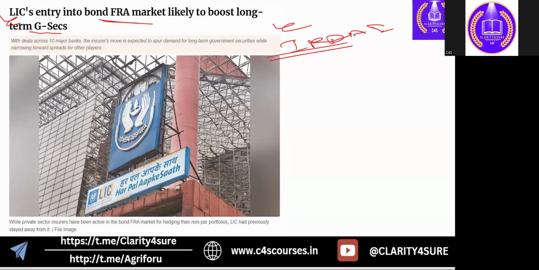With this decision, LIC is going to make a deal with 10 major banks, located both domestic as well as foreign. We will try to understand each and every aspect of this news and how it is important for your examination as well. Since this is a declaration by LIC, you can expect one question from here in your Phase 2 examination.